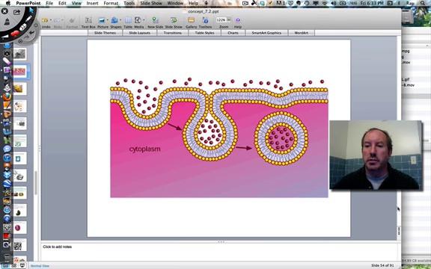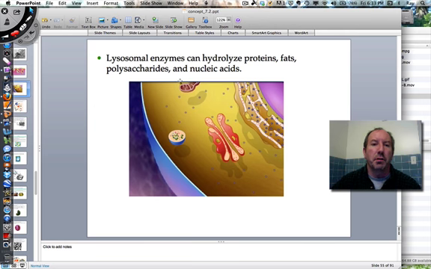So let's see here. The lysosomal enzymes can break down anything. They can break down protein, fat, polysaccharides, nucleic acids, that's DNA and RNA. And so what happens is when something's taken in like this, once it breaks down in the lysosome, it's considered to be like a food vacuole, and then all this goodness can come out.